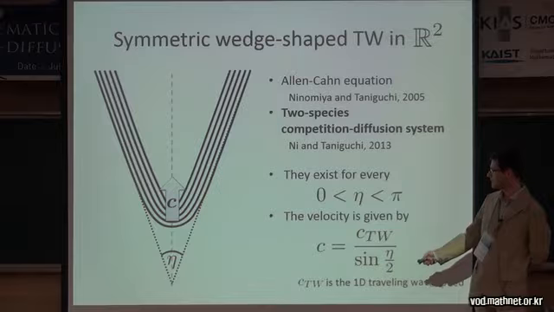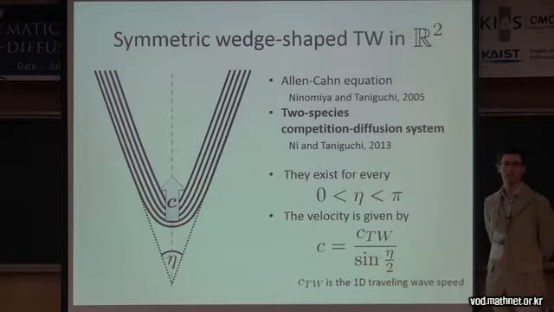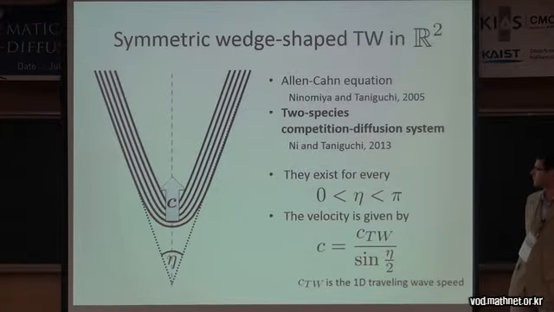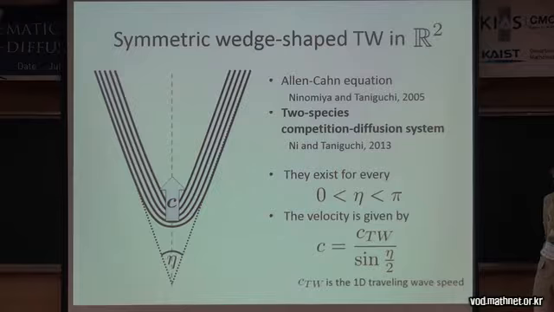The characteristic angle of this kind of wedge-shaped solution, which we will call eta, can assume any value between 0 and pi. And the speed of the velocity, as we also saw yesterday, is given by this formula.